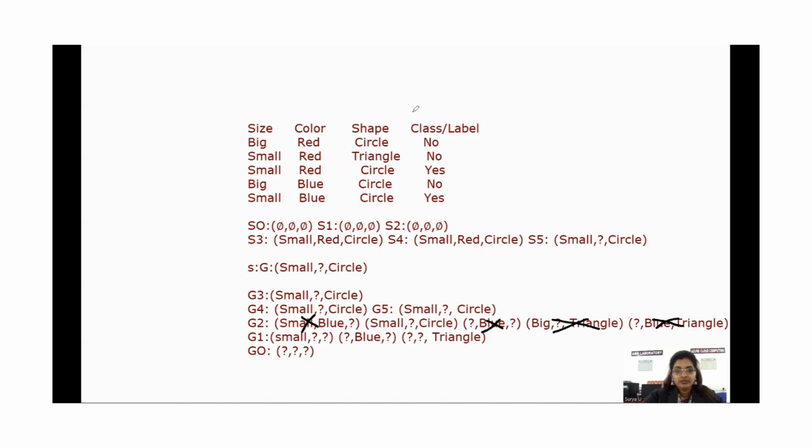Is it clear? This is the other example I wanted to explain to you. You can get the answer like this also. In the previous example, we found separate general and separate specific hypotheses, right? So here you have both as the same answer. Okay. This is your second example.